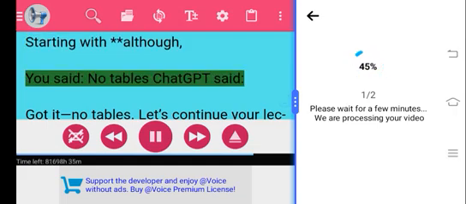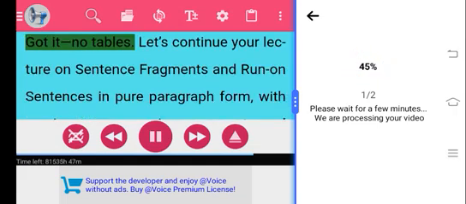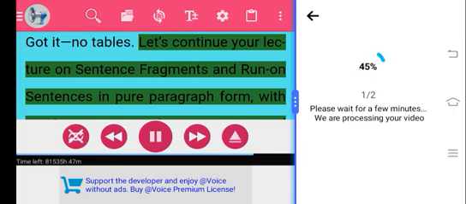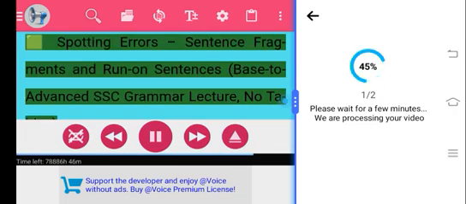You said, no tables. ChatGPT said, got it. No tables. Let's continue your lecture on sentence fragments and run-on sentences in pure paragraph form with maximum compression, zero waste, and include 4 SSC style questions with options and answers at the end. This version will serve as your only and complete reference for this topic. Spotting errors, sentence fragments and run-on sentences based on advanced SSC grammar lecture.